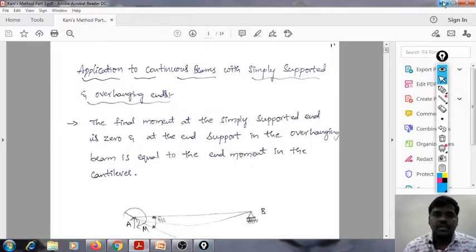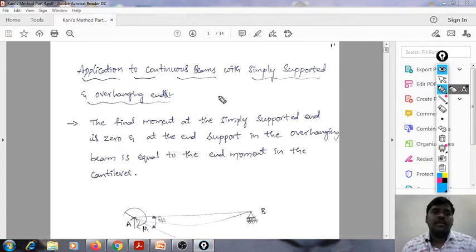So welcome to the structural analysis 2 video lecture. In this video lecture, I am going to explain the Kani's method, that is, its application to the continuous beam with simply supported and overhanging ends.